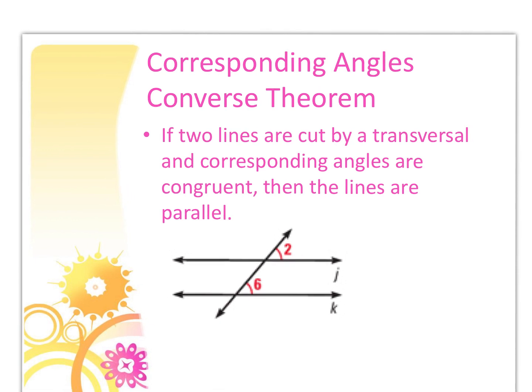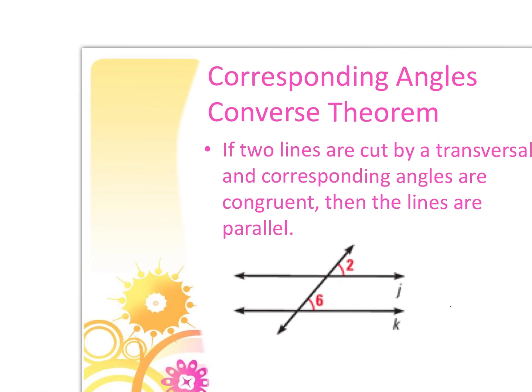It says corresponding angles converse theorem. And it says that if two lines are cut by a transversal and corresponding angles are congruent, then the lines are parallel. And so this sounds very familiar to the corresponding angles congruence theorem, and so we need to talk about that. The original theorem, right?